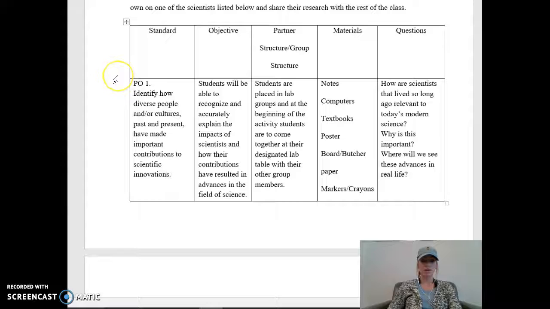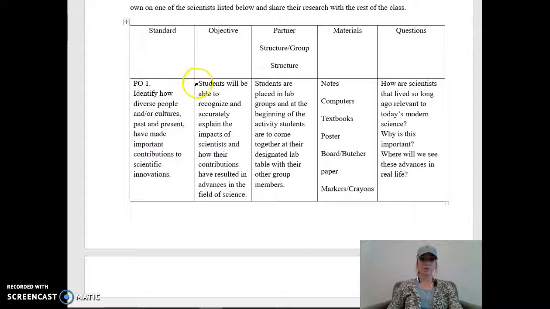And so the activity is to lie in the middle of a history of science unit, and the standard that I chose for this activity was identify how diverse people and our cultures, past and present, have made important contributions to scientific innovations. So this was just a standard that I pulled off of the Arizona Department of Education website, specifically for 7th grade and specifically for the content area of science.